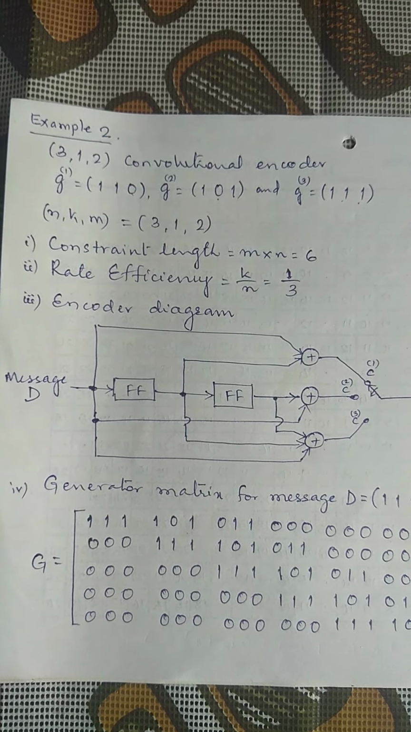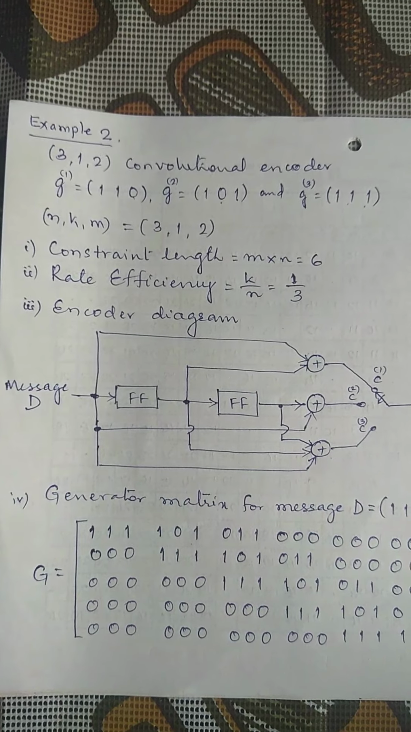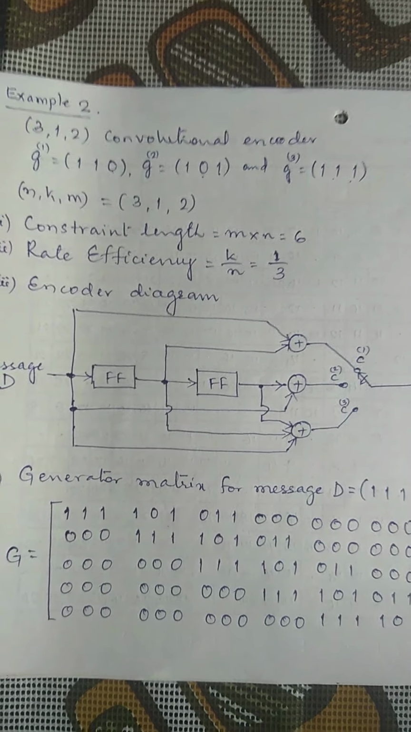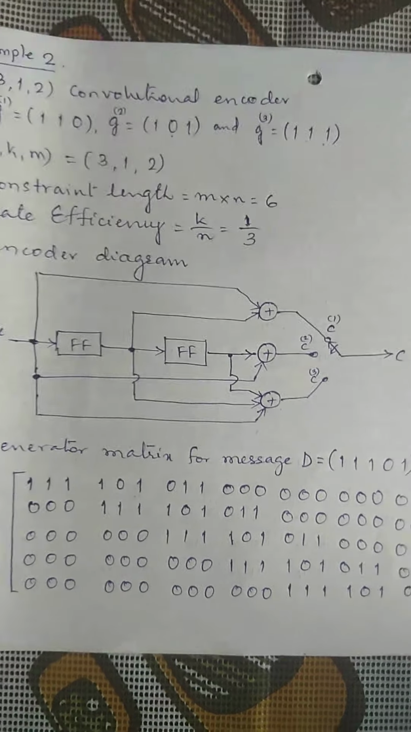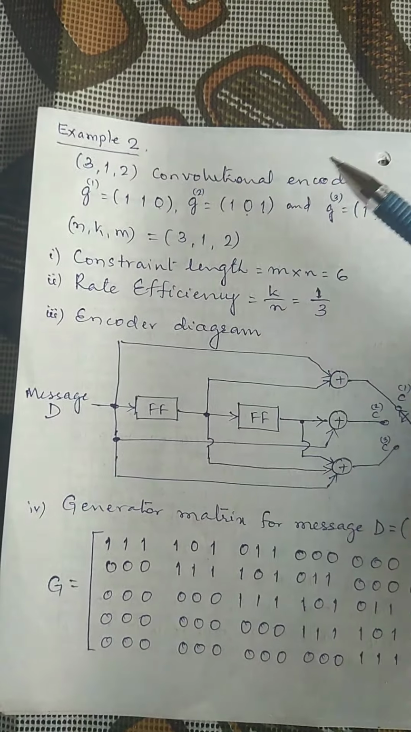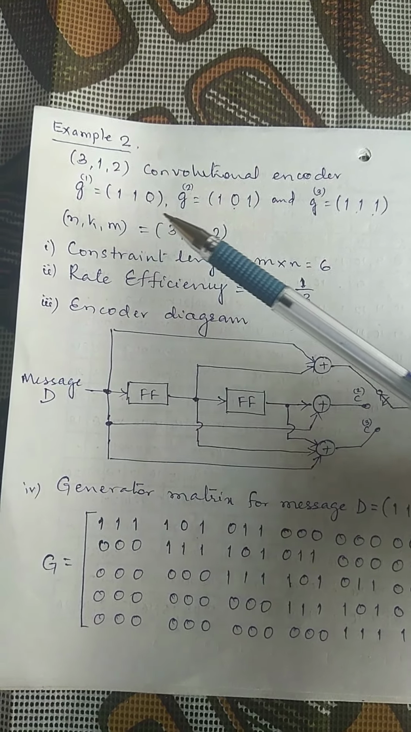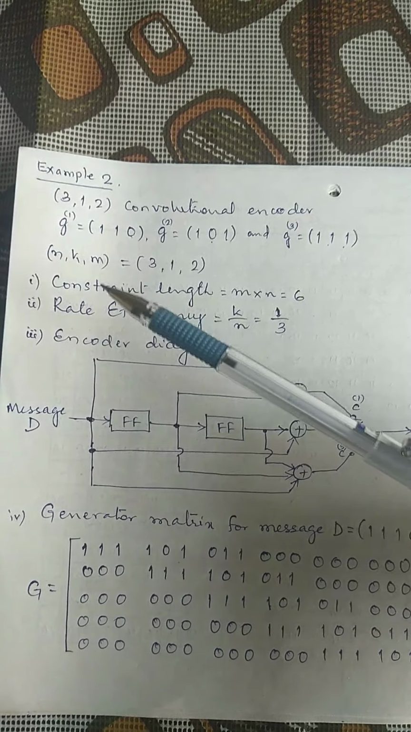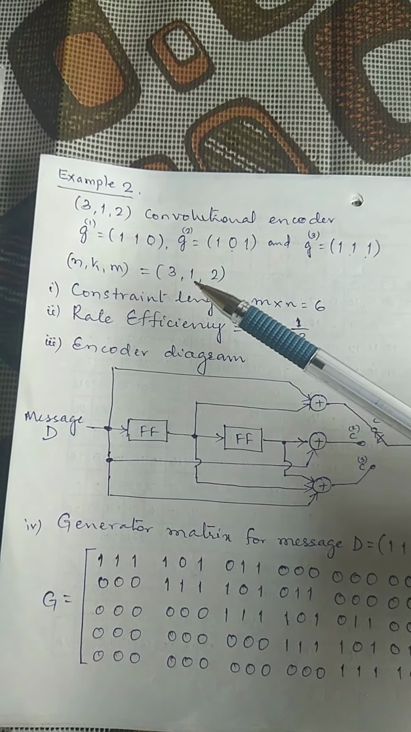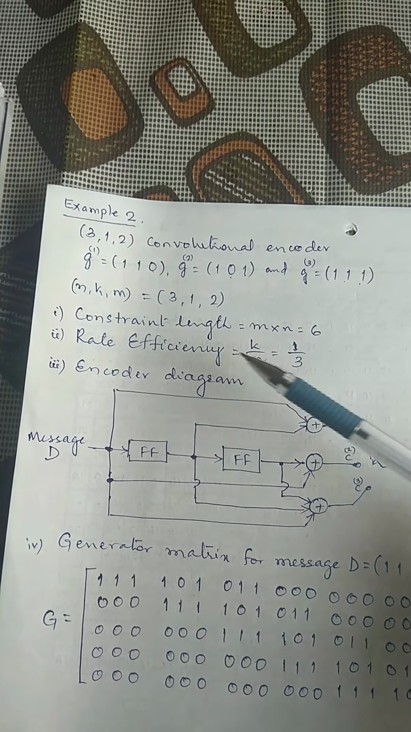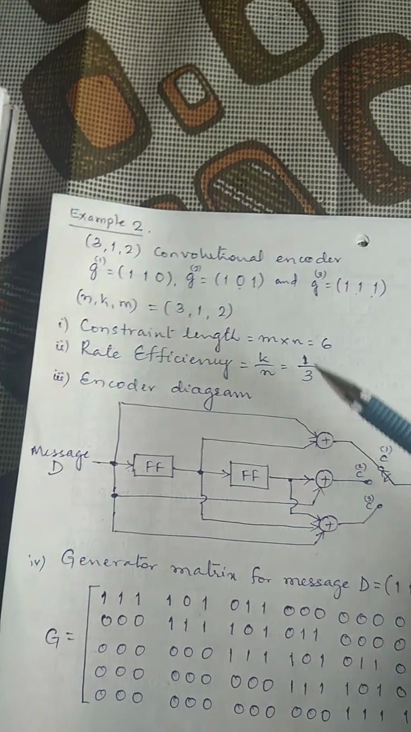So given the encoder diagram, we can generate the generator sequence, or given the generator sequence, we can get back the encoder diagram. So this is our other approach, wherein there is a 3 1 2 convolution encoder with a generator sequence given by 110, 101 and 111. Since n equals 3 and k equals 1, the constraint length is given by mn, which is 6, and the rate efficiency is given by 1 by 3.